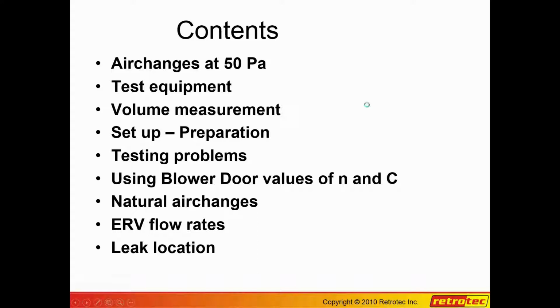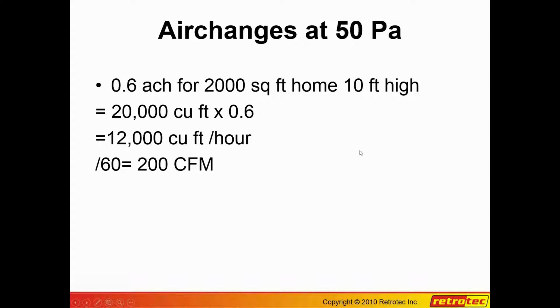We're going to start with talking about Airchanges. So a little bit of math for you, not complicated math, but math nevertheless. So what the heck is an Airchange at 50 pascals? Well, Passive House requirement is 0.6 Airchanges per hour at 50 pascals. And what that means is that when we test the house at an artificial test pressure of 50 pascals, it should be no more than 0.6 Airchanges per hour. So one Airchange would be one whole house volume. 0.6 Airchanges is 0.6 of a house volume.